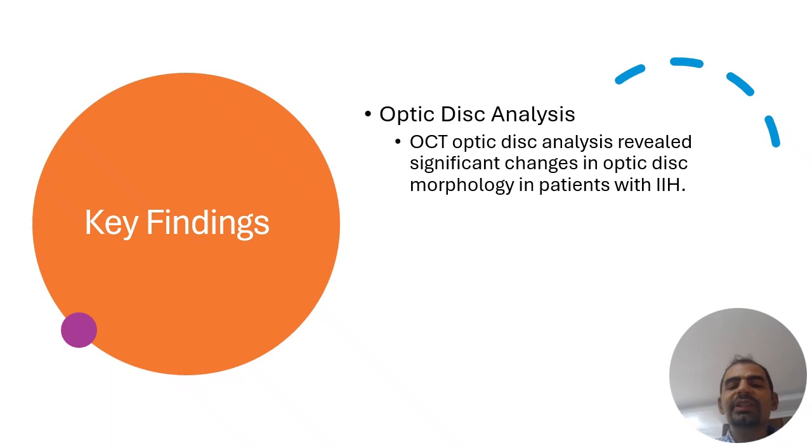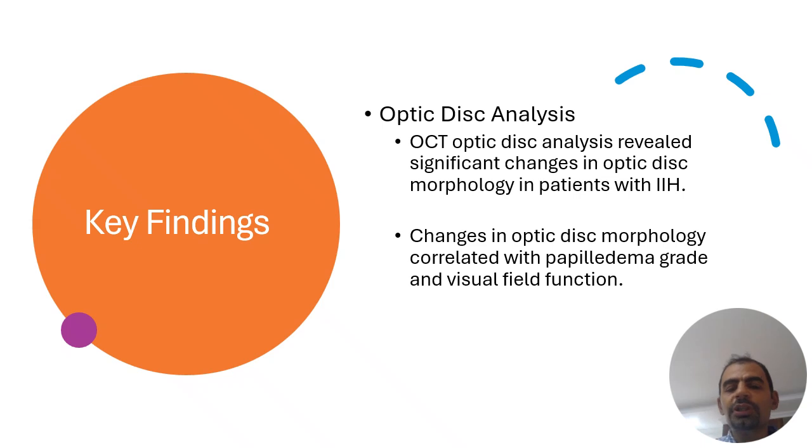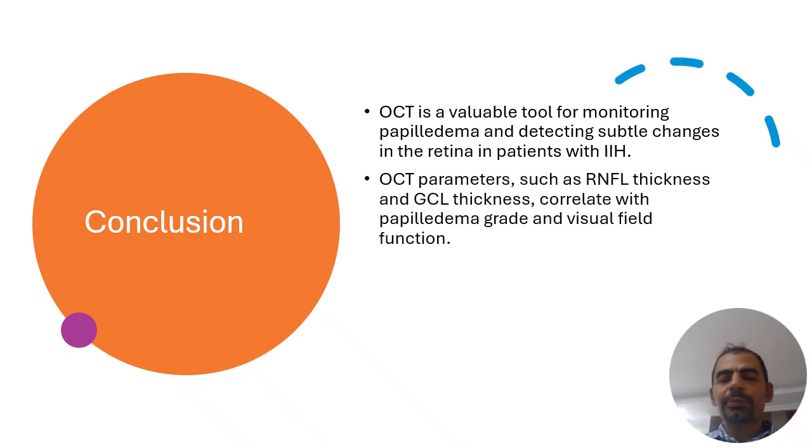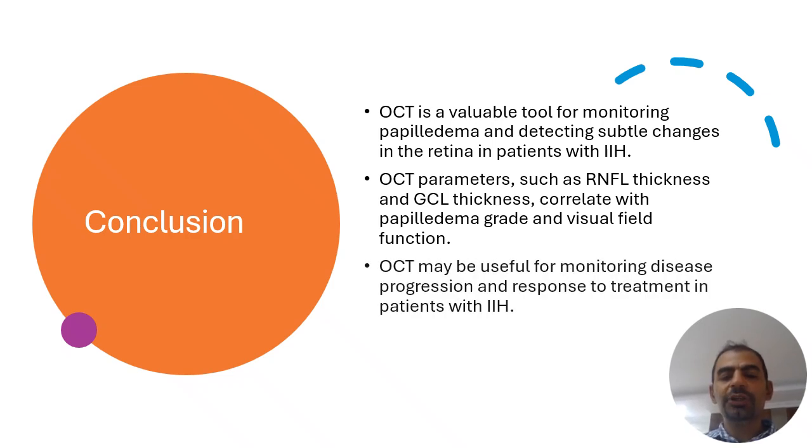And finally, the optic disc analysis revealed significant change in optic disc morphology in patients with idiopathic intracranial hypertension, so they are more swollen. Changes in the morphology correlated with the papilledema grade and the visual function. The study concluded that the OCT is a valuable tool for monitoring papilledema and detecting subtle changes in the retina in patients with IIH. The OCT parameters like retinal nerve fiber layer thickness, ganglion cell layer thickness, optic nerve appearance correlated with papilledema grade and visual field function, and the OCT may be useful for monitoring disease progression and response to treatment in patients with IIH.